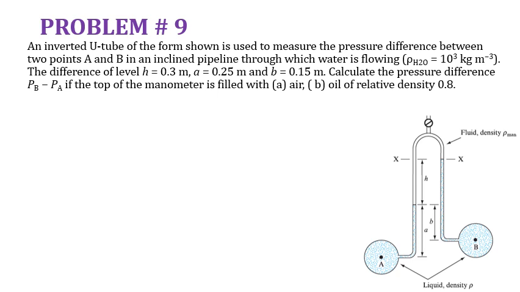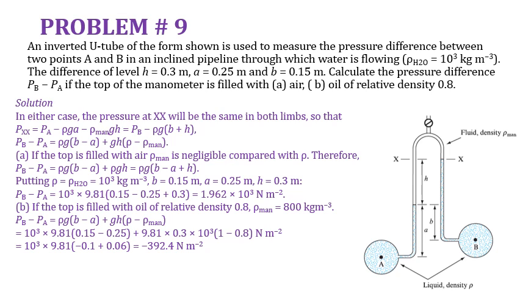So the manometric fluid in the first case is air. For air, its density is 1.23 kg per meter cube. So you can basically ignore the density of air. Here they have mentioned it as well. And the second case is when it is filled with an oil of relative density 0.8. The answer came out to be negative.